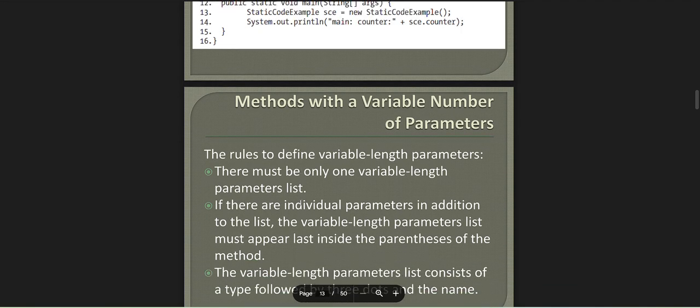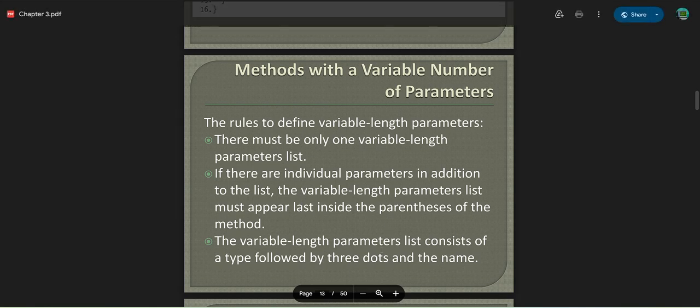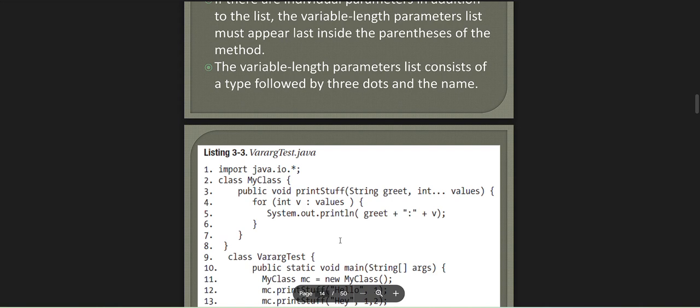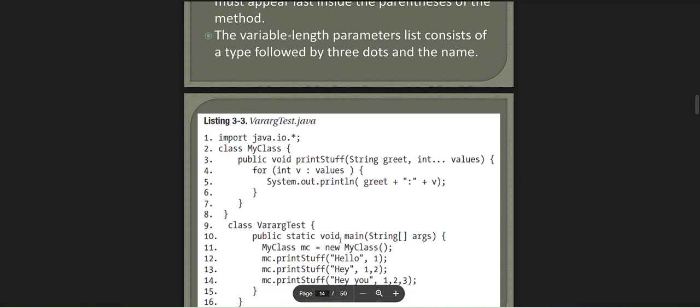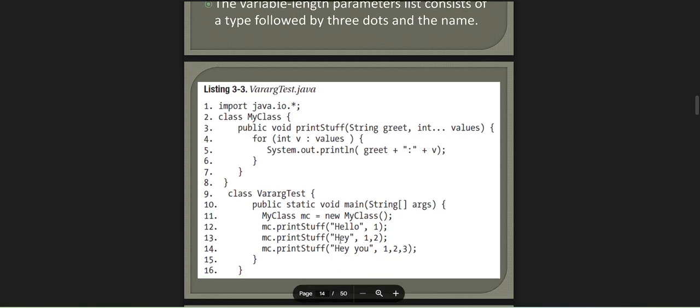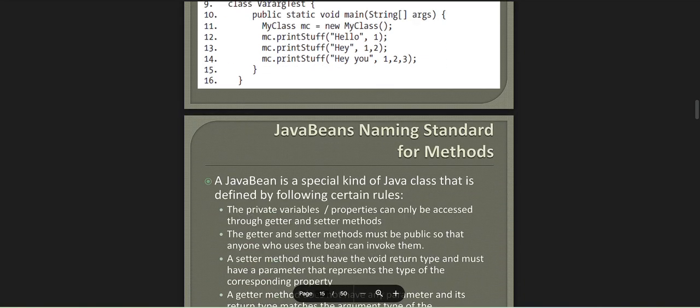There must be simply one main variable-length parameter, and there must be individual parameters in addition. The variable-length parameter list consists of the type. Practice: import java.io; public class MyClass { public void printStuff(String greet, int... value) { System.out.println(greet + ...) } } public class BarTest { public static void main, MyClass mc; mc.printStuff("hello", "hey", "you").